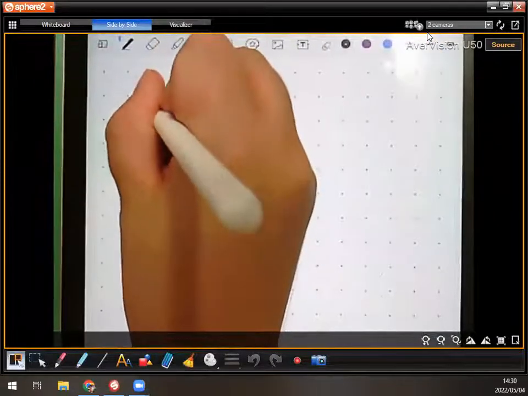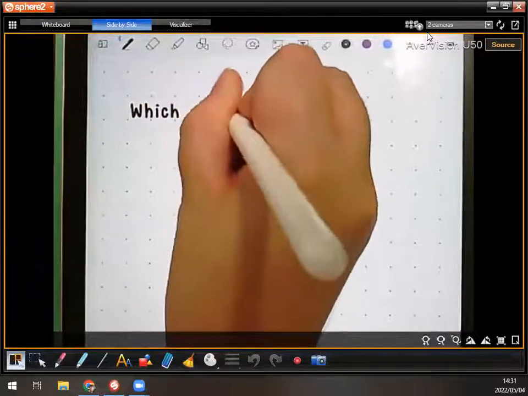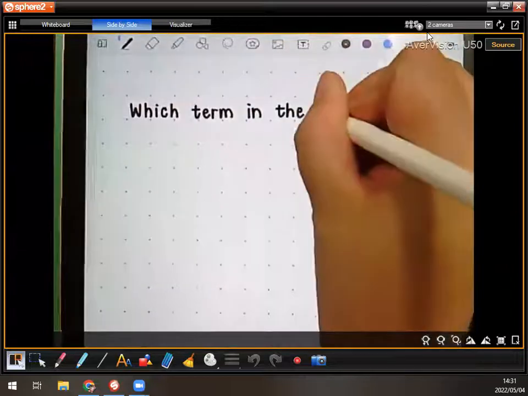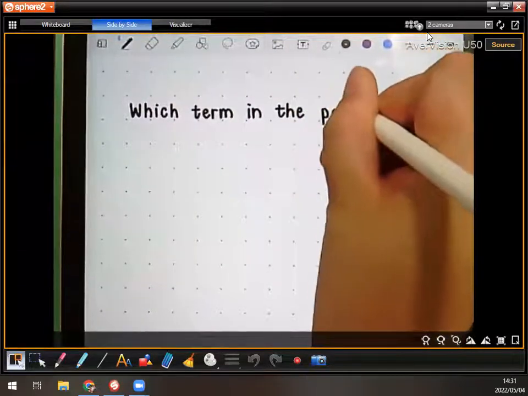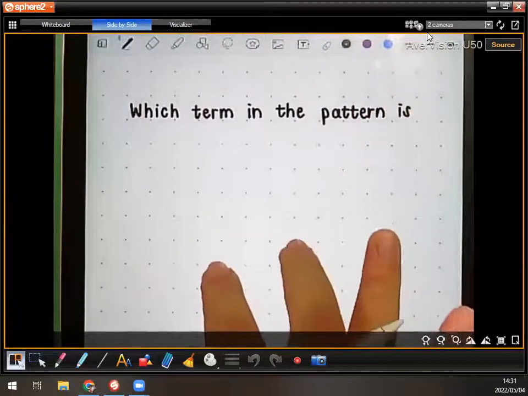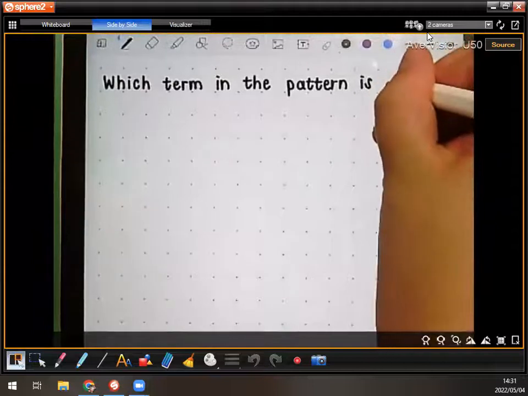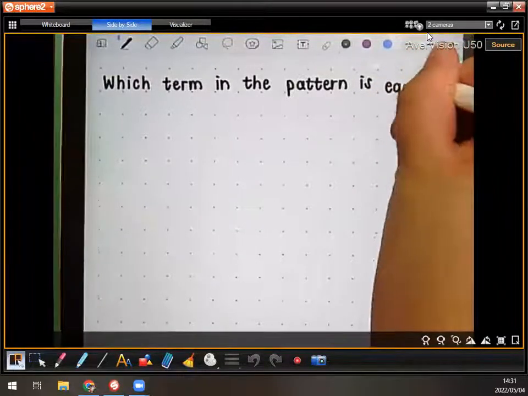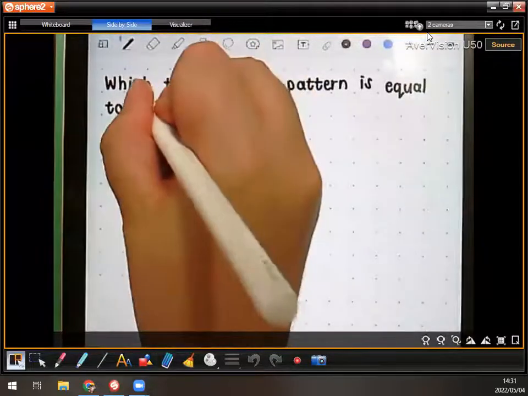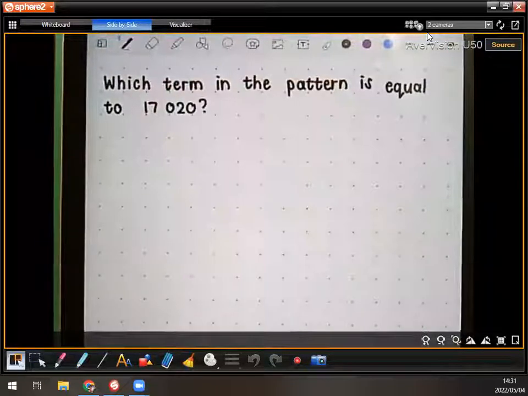Which term in the pattern is equal to 17,020?